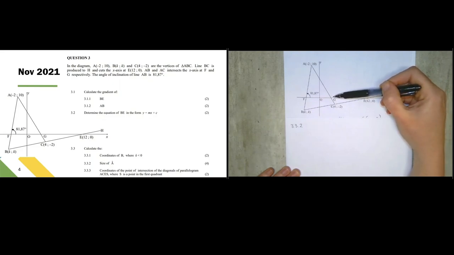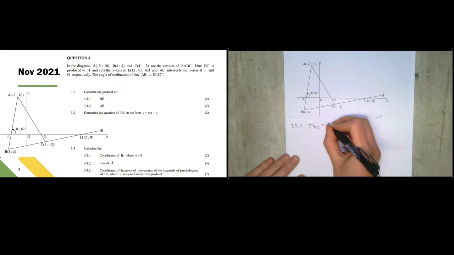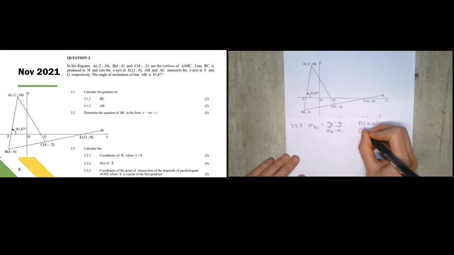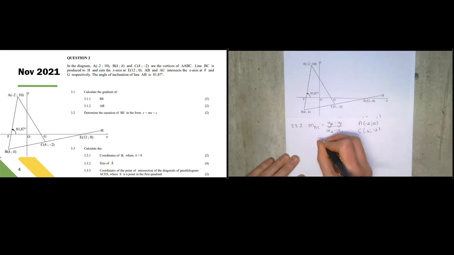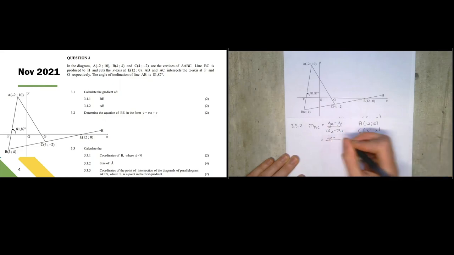To get that inclination angle, I first need to know the gradient of line AC. So the gradient of line AC is y2 minus y1 over x2 minus x1. I'm going to use the coordinate A, which is -2, 10, and C, the coordinate 4, -2. If I substitute in, my second y-coordinate is -2, minus my first y-coordinate, 10. My second x-coordinate is 4, minus my first x-coordinate, which is a negative, so I remember my brackets, -2. If I simplify that, my gradient works out to be -2.